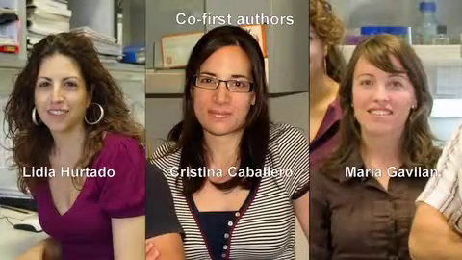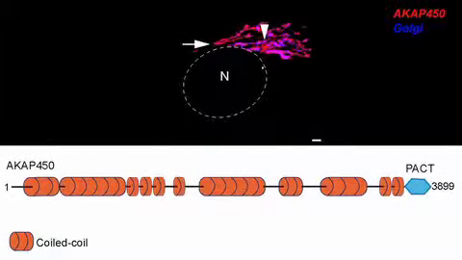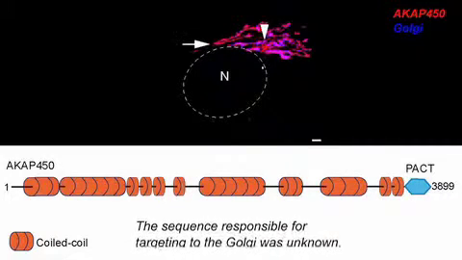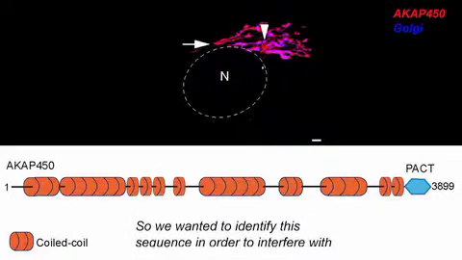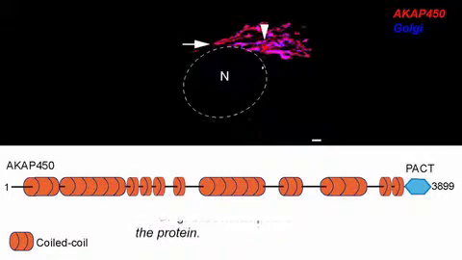To address these questions, Rios and colleagues, including Lydia Hurtado, Cristina Caballero and Maria Gavilan, investigated a protein called ACAP450. This large coiled-coil protein localizes to both the centrosome and the Golgi, and it maintains an intact pericentrosomal Golgi ribbon by helping to nucleate microtubules on Golgi membranes. The sequence responsible for targeting to the Golgi was unknown. So we wanted to identify this sequence in order to interfere with the Golgi-associated pool of the protein.